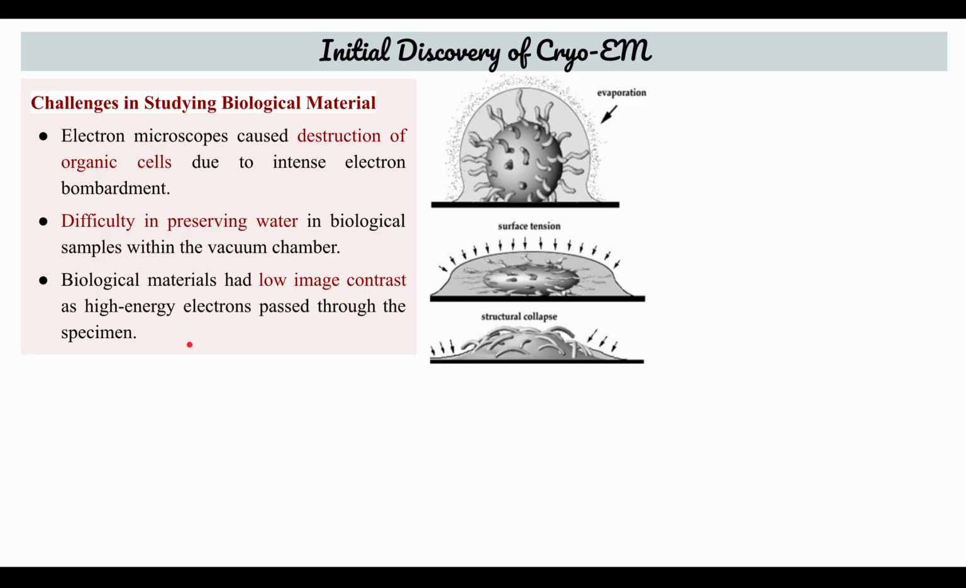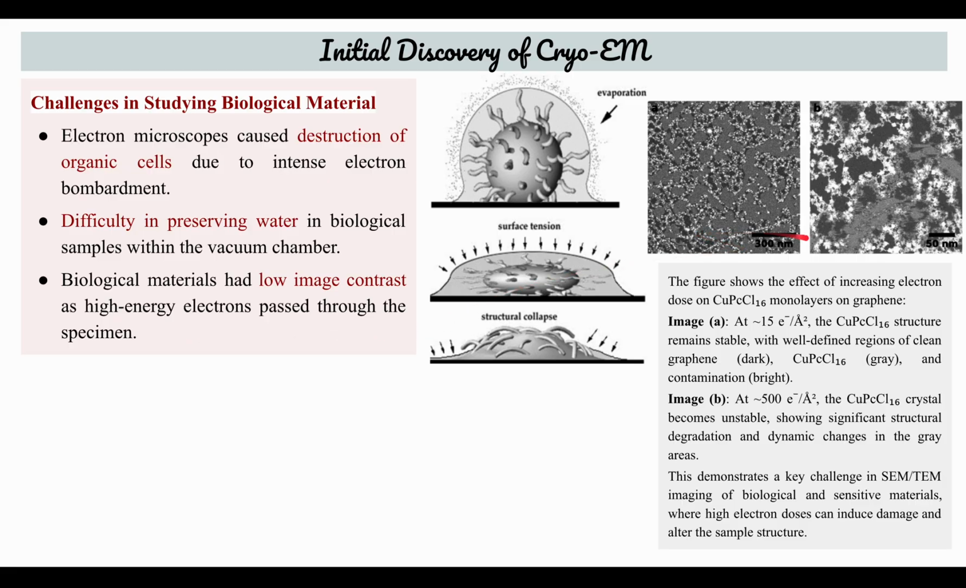So how do we deal with these challenges? This is also one of the representations. In this case, two images are shown. Image A shows that when you are using electrons at 15 electrons per angstrom square, this CuPCCl16 structure remains stable, with well-defined regions of clean graphene, which are represented as dark spots, and CuPCCl16, which appears as gray, and contamination appears as these bright spots.